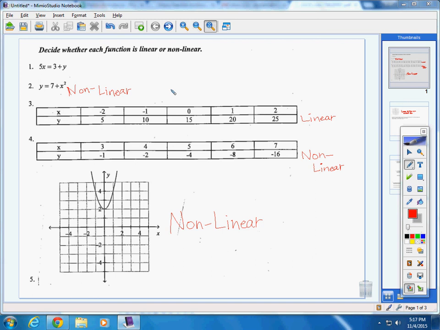Hello folks, you have a quiz tomorrow, so this is your review, or actually maybe it's today if you're just watching it during class. We are preparing for our linear functions review. Let's start right on at number 1.